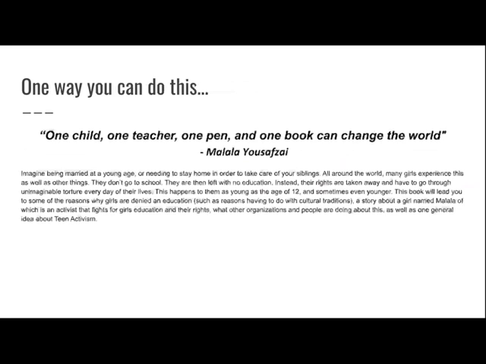This book will lead you to some of the reasons why girls are denied an education, such as reasons having to do with cultural traditions, a story about a girl named Malala, who is an activist that fights for girls' education and their rights, and what organizations and people are doing about this, as well as the general idea of teen activism. So you see how she did this? She started with a quote, she had her hook, she offered context, and then she guided her readers through her book. All right. I hope that you are ready to write a powerful introduction today and anytime you write.